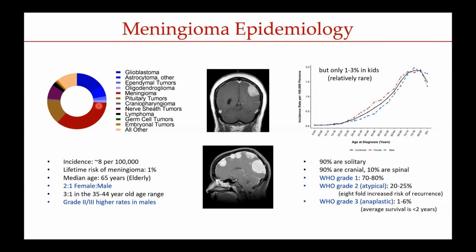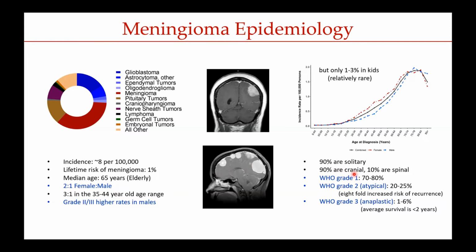They're the most common primary intracranial tumor. They're pretty rare in children, but very common in adults, with a median age around 64 or 65 years of age. In the younger population, they're more common in females than in males, roughly 2.3 to 1. So it's pretty skewed towards females, but higher grade tumors, atypicals and anaplastics, occur with equal frequency in men and women.